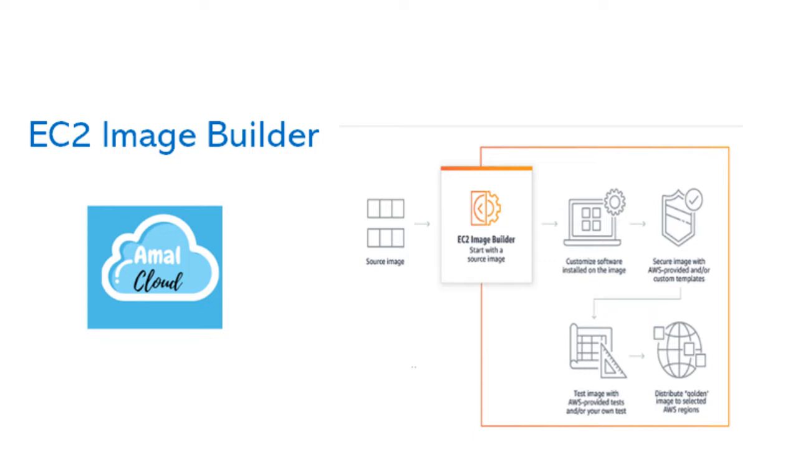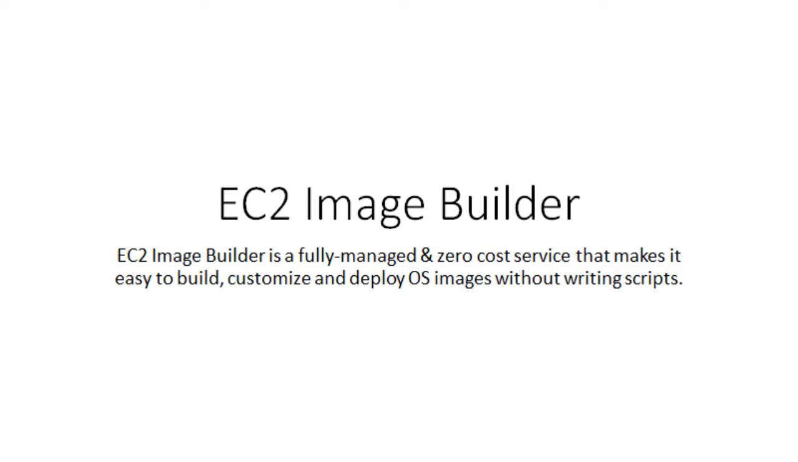In today's video, we are going to learn about the AWS EC2 Image Builder service. Let us first talk about what EC2 Image Builder is. EC2 Image Builder is a fully managed service from AWS which is available to you at zero cost. This is used to build, customize and deploy OS images without writing scripts. What it means, let us see how this EC2 Image Builder works.